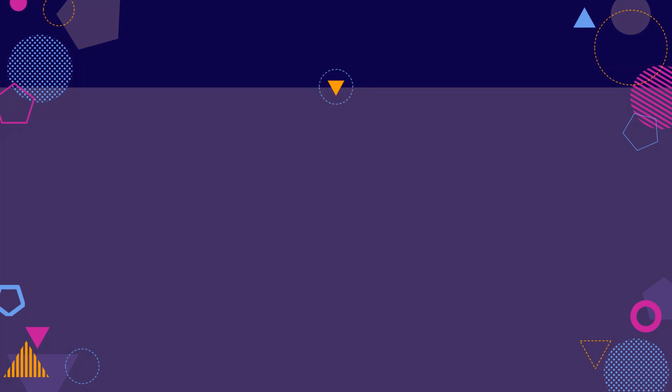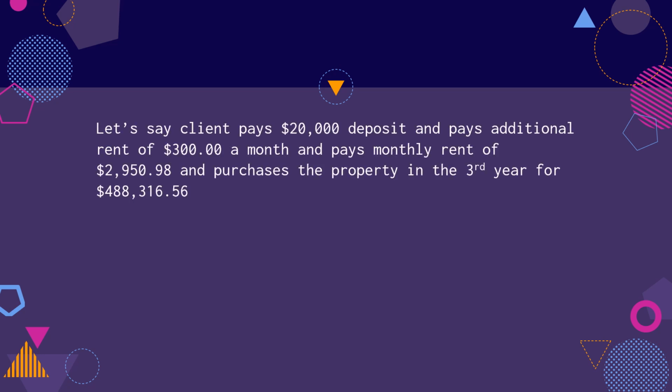Now let's calculate how much the deposit the client has saved at the end of the 3 years. So let's say the client paid $20,000 deposit at the start of the term, was paying additional rent of $300. And was paying monthly payment of $2,950.98, and the purchase price in 3 years $488,316.56.